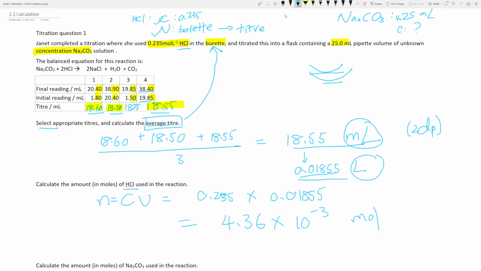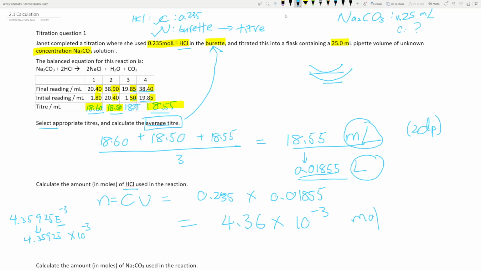Now, where's my calculator? If you actually do this calculation, I'm just going to do it really quickly. If you do this calculation on your calculator, which I strongly recommend you do, your calculator says 4.35925 E -3. What this means is 4.35925 times 10 to the power of -3. Okay, so that's what that E means, exponential.